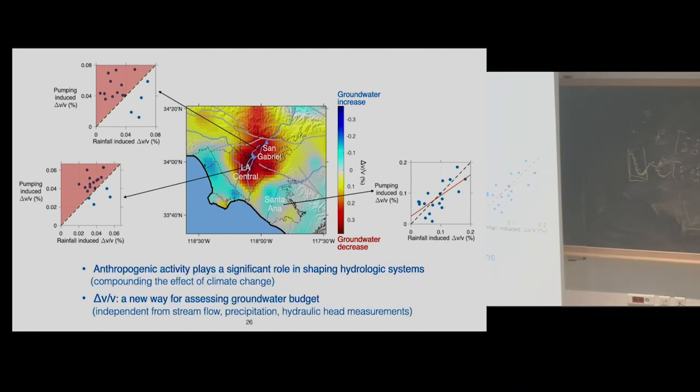So this example shows that the different pumping strategies are most likely the reason for the different signs observed in these two adjacent basins. And it shows that anthropogenic activity can play a significant role in shaping the near-surface systems, compounding the effect of climate change. This type of analysis also shows that dV over V can be a new way for assessing groundwater budgets at a basin-wide scale. So this measurement is independent from the traditional way based on stream flow, precipitation, or hydraulic head measurements, which are actually subject to high uncertainty without a good model of the aquifer structures.